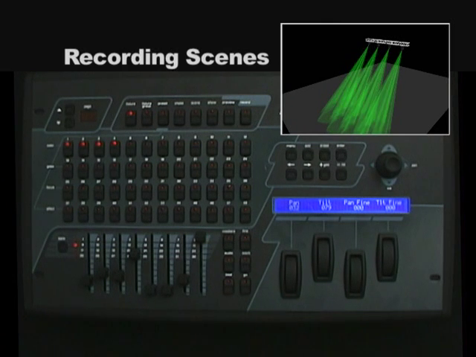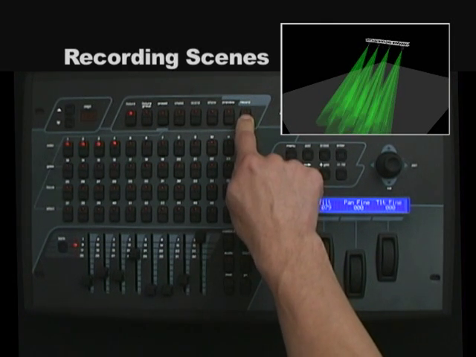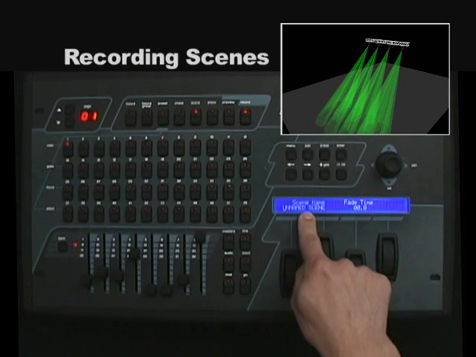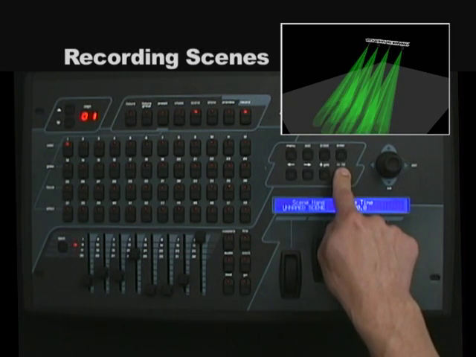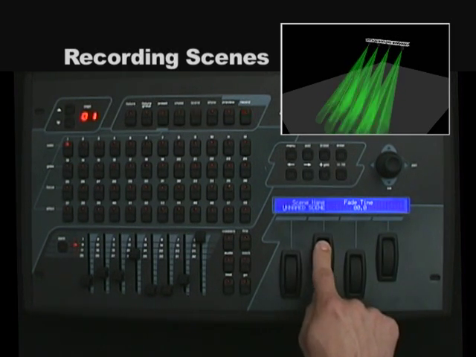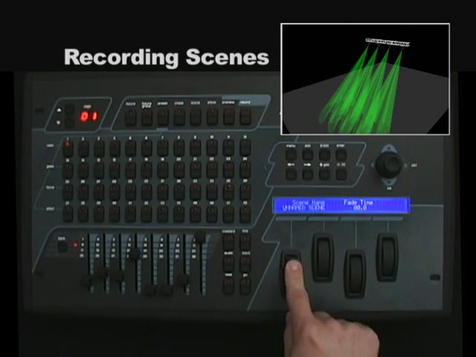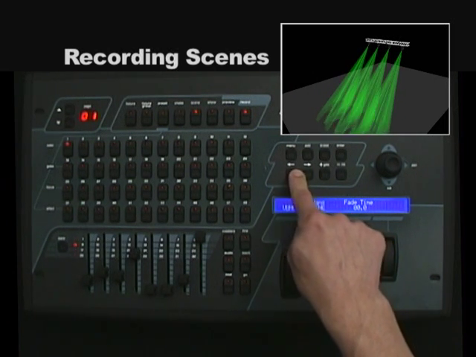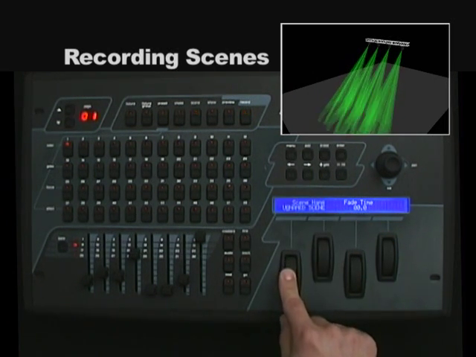To record this as a scene, I'll then press the record button followed by the scene button. At this point you can name your scene by using the plus/minus switches or data wheels 1 and 2. These allow you to change the characters. You can then use the right arrow switch and the left arrow switch to move the cursor over.